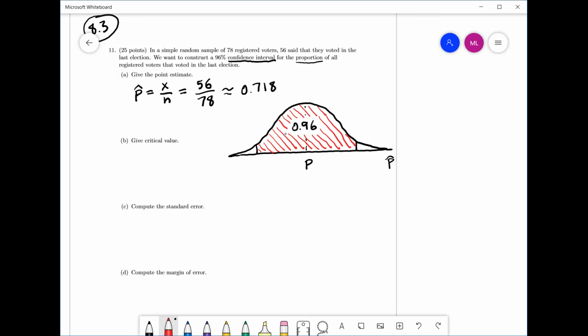And so that's kind of the idea. We want to build our confidence interval with that idea in mind. The critical value is the value that falls right here.